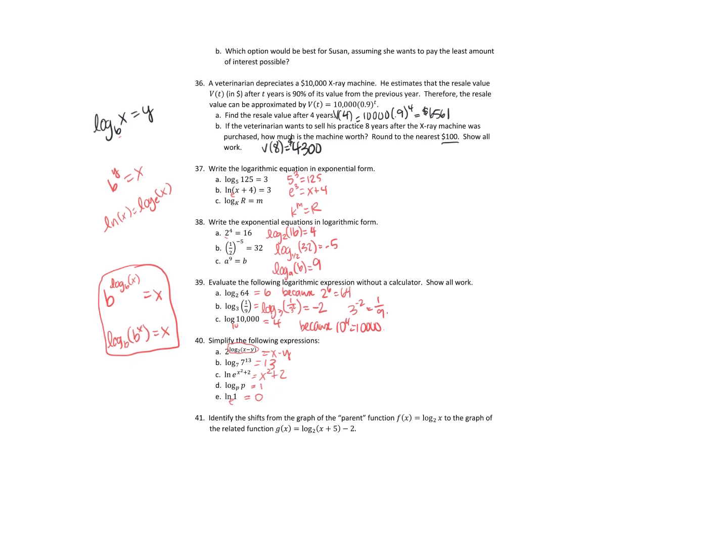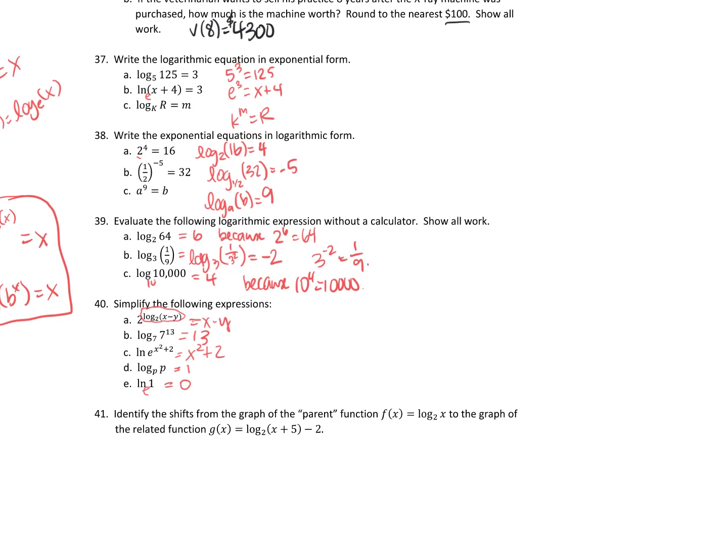Identify the shifts from the parent function. F of x equals log base 2 of x to the graph of that one. So this one is going to be shifted to the left by 5, and this is shifted down 2. And so if I start with the parent function, log base 2 of x, so log base 2 of x goes through the point 1, 0, and then it also goes through the point 2, 1, because the base is 2.